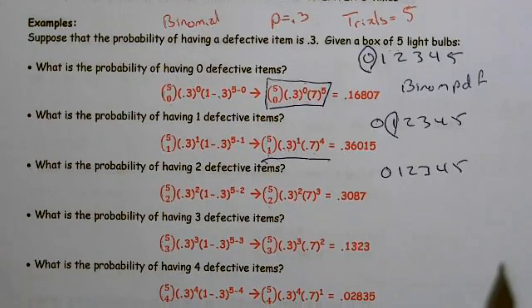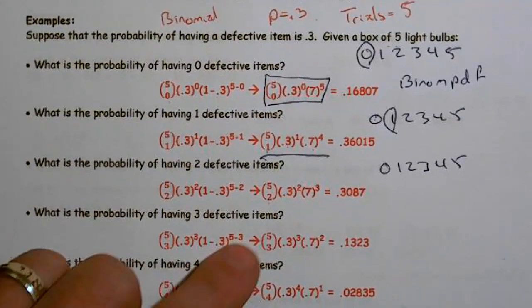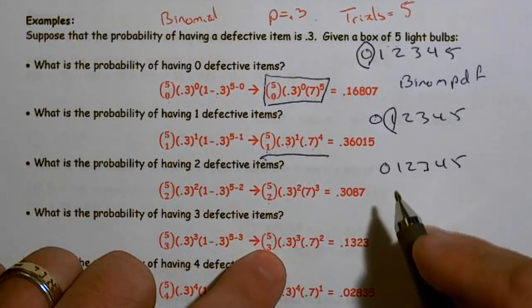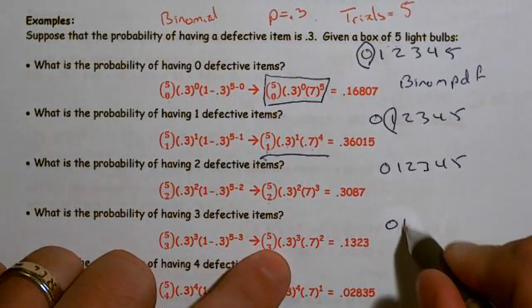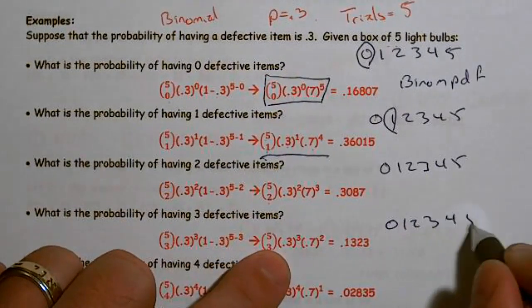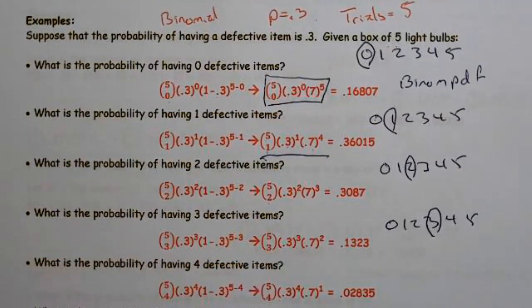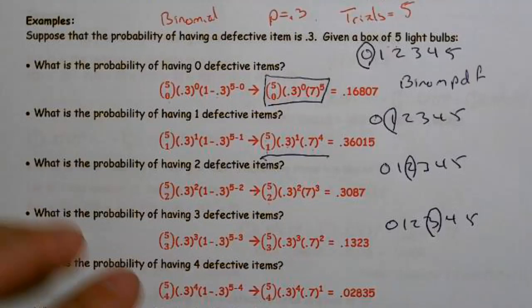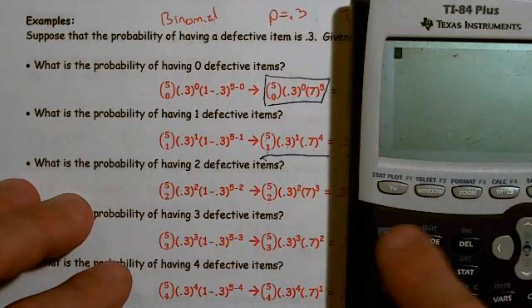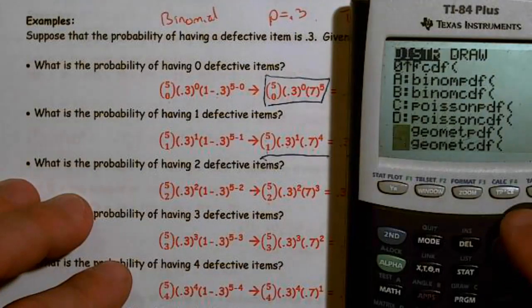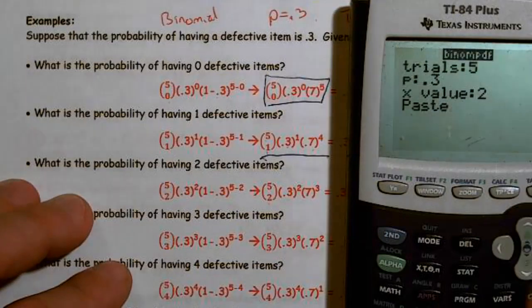What's the probability of having 3 defective items? 5 choose 3. And once again, 0, 1, 2, 3, 4, 5. We're only circling one number, and if you're only circling one number, it's a PDF. Second vars, binomial PDF, x value happens to be 3.